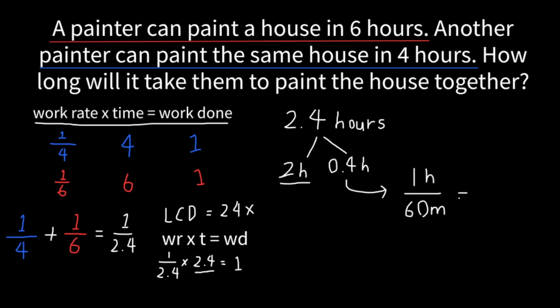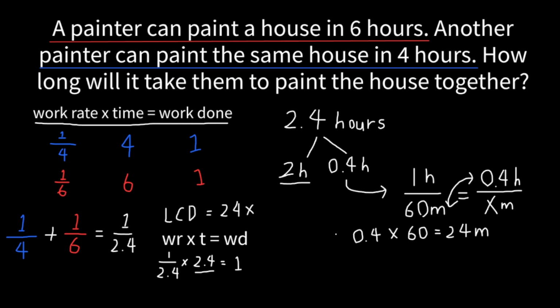So if we have 0.4 hours and we want to figure out how many minutes that is, we're going to cross multiply. So we're going to multiply these two first. 0.4 multiplied by 60 equals 24. Now we divide by the 1 hour, and anything divided by 1 is the same number, so we get 24 minutes. Therefore, it will take them 2 hours and 24 minutes.